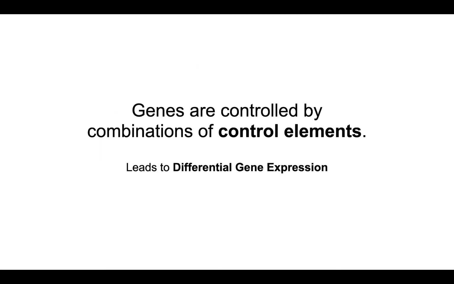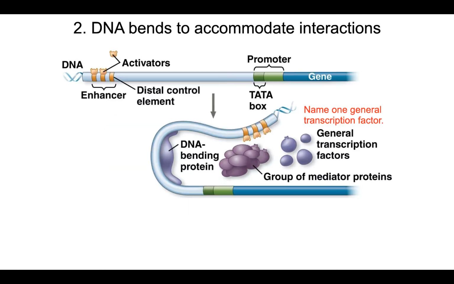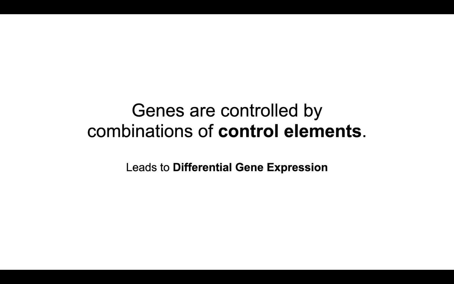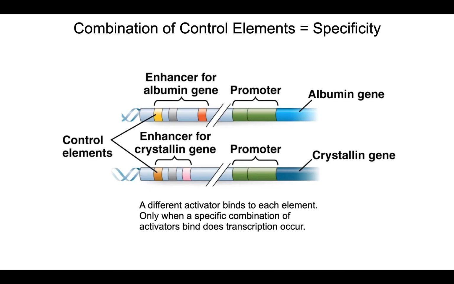and then we get the production of RNA. Now, it turns out that it is oftentimes more than just one type of activator that's necessary to promote the activation of transcription. And so genes are controlled by combinations of control elements. So let's take a good look here. We're going to look at two different genes, the albumin gene and the crystallin gene. Both of these genes are in human DNA.